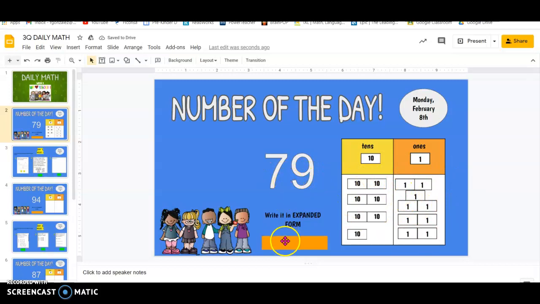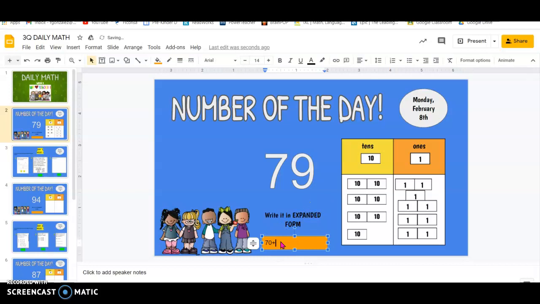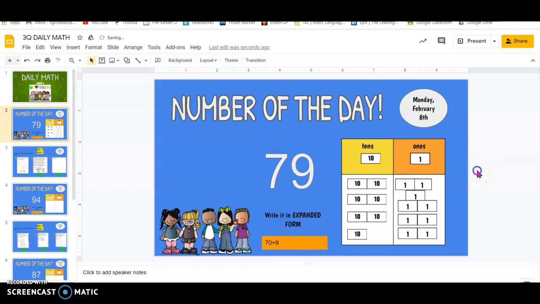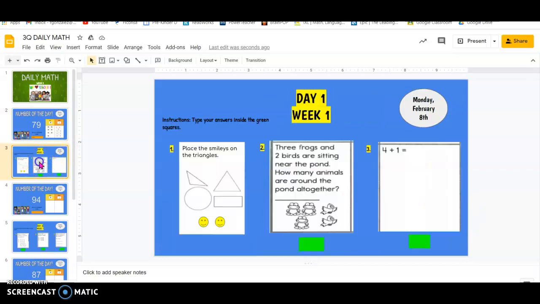That's 79. Then it says here write it in expanded form. Expanded form would be 70 plus 9. That would be expanded form because I'm showing what is the value. How many do I have here? I have 70. Now how many do I have here? I have 9. Then I'm going to go to the next slide.